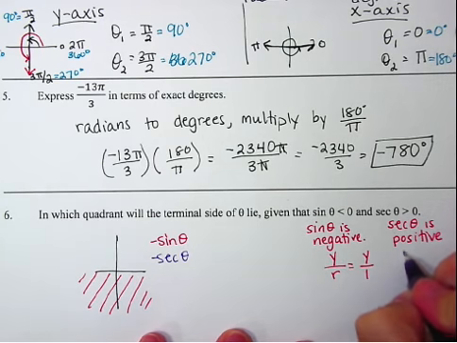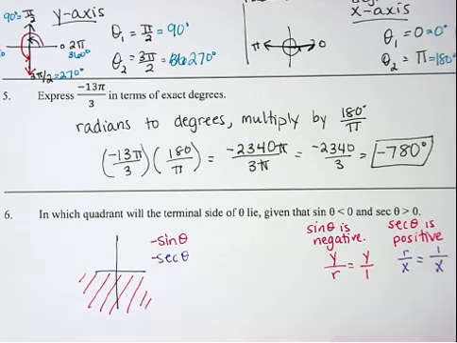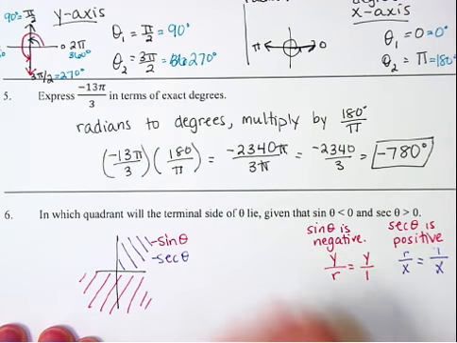Secant is r over x. And since, again, we're on the unit circle, r is 1, we're going to focus on just the x. Because the reciprocal of x, whether it's positive or negative, is still whatever sign it was before. The reciprocal of 1 is still positive 1. The reciprocal of negative 1 is still negative 1. So we're going to focus on secant in terms of x. Where is x positive? Well, x is positive in the 1st quadrant and in the 4th quadrant.